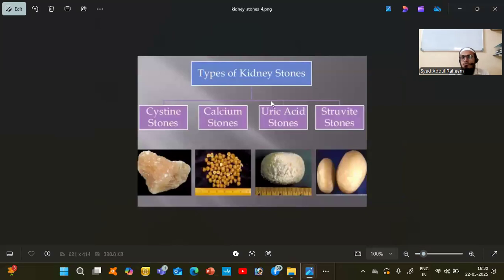You can see these are the types of kidney stones: cystine stones, calcium stones, uric acid stones, struvite stones. These are the important types of stones we can see here. So CT is the investigation of choice, and ultrasonography is the first investigation.